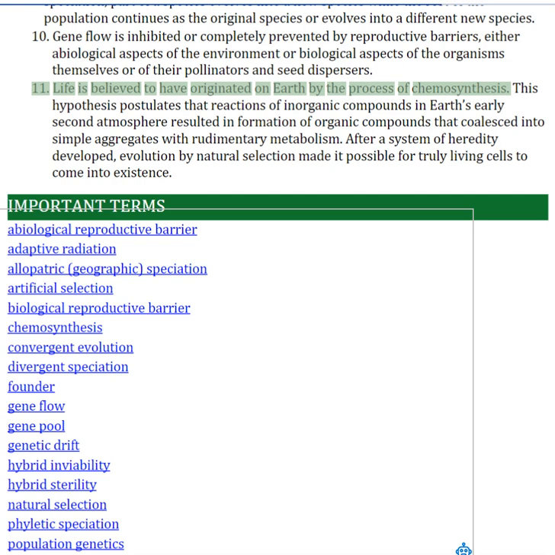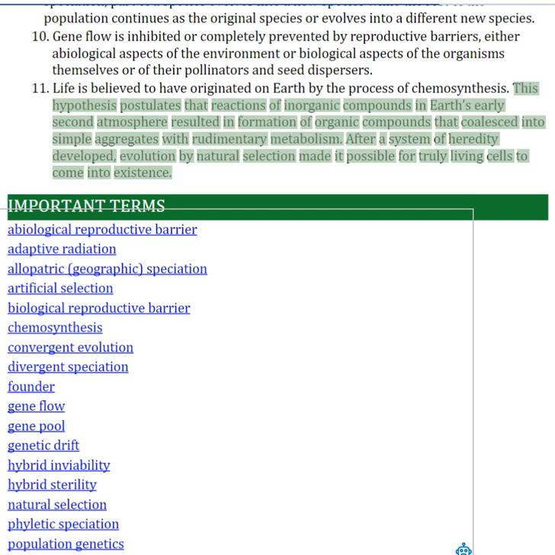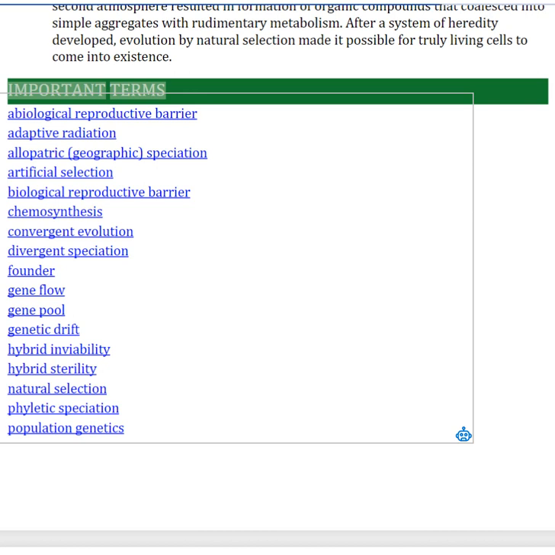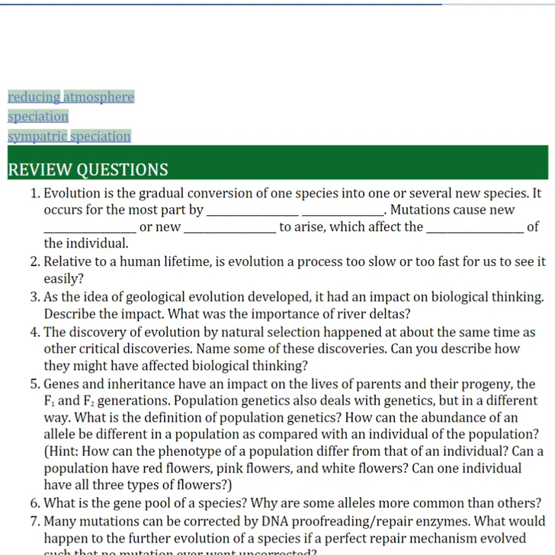11. Life is believed to have originated on Earth by the process of chemosynthesis. This hypothesis postulates that reactions of inorganic compounds in Earth's early second atmosphere resulted in formation of organic compounds that coalesced into simple aggregates with rudimentary metabolism. After a system of heredity developed, evolution by natural selection made it possible for truly living cells to come into existence. Important terms: reducing atmosphere, speciation, sympatric speciation.